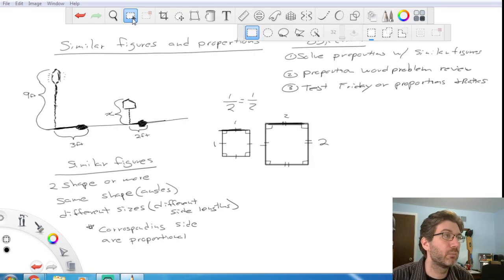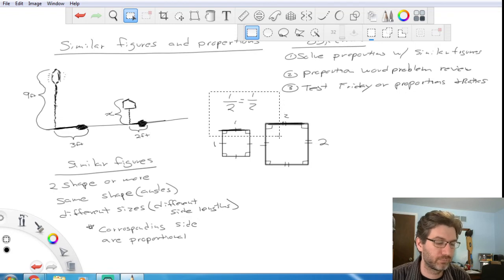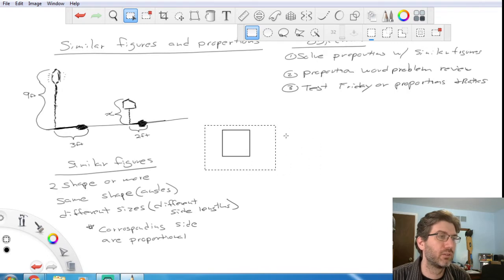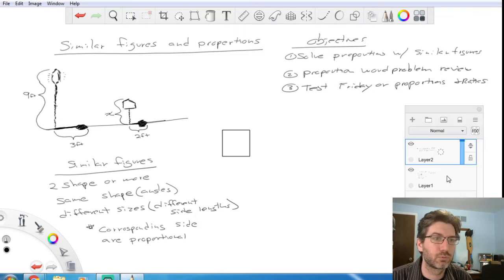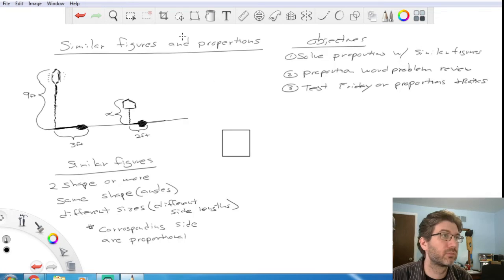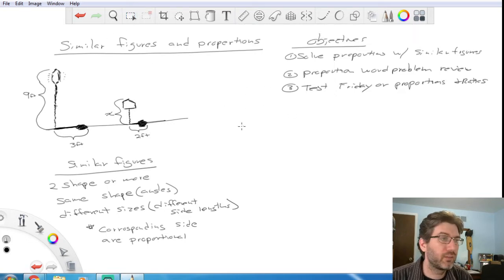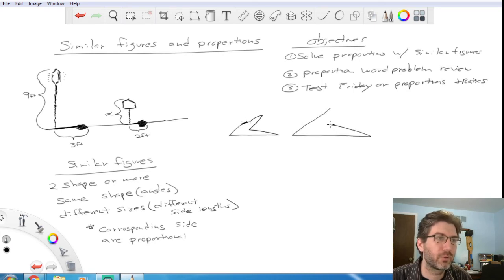Now the one that was in your notes, it looks like, if I can draw it, I gave you a shape kind of like this compared to a bigger version of the same shape.